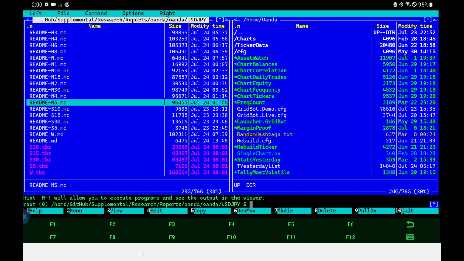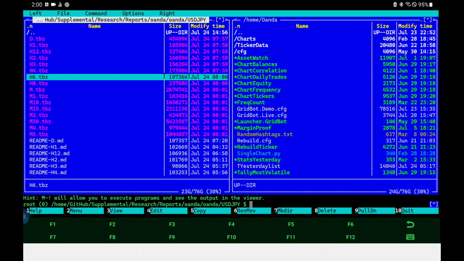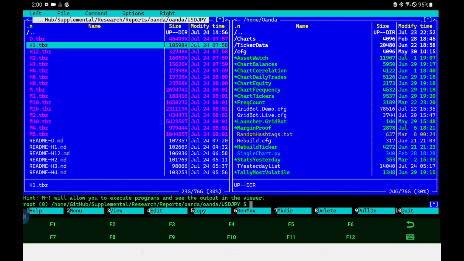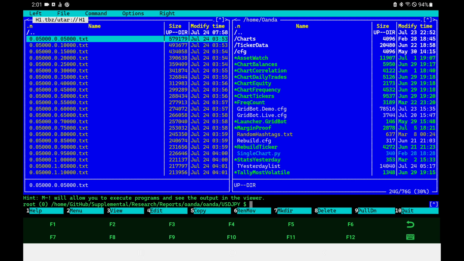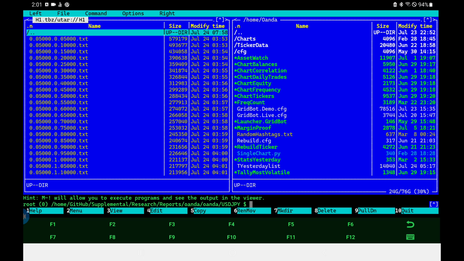So let's go to a common strategy, which is to use the 1 hour time frame. So let's unpack that and actually see where it takes us. Okay, now that we have it unpacked and we have all of the files that we can see, let's actually just look around.